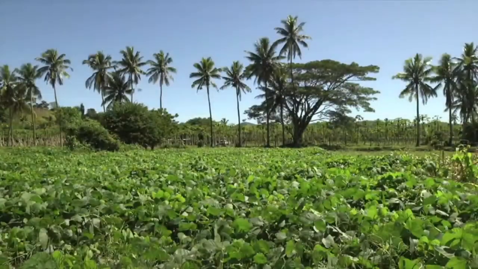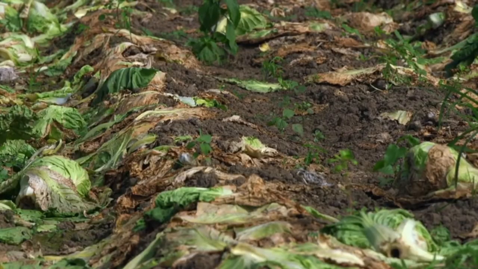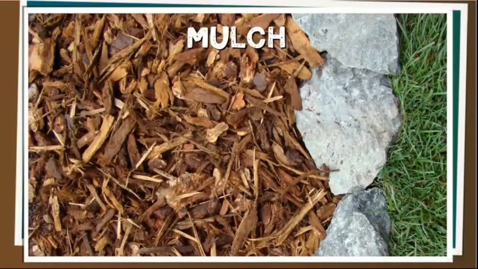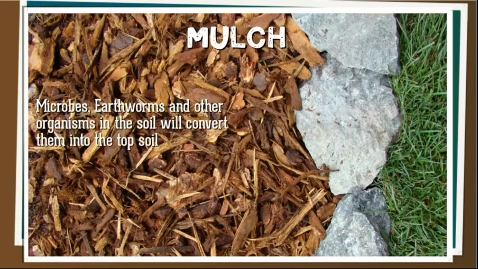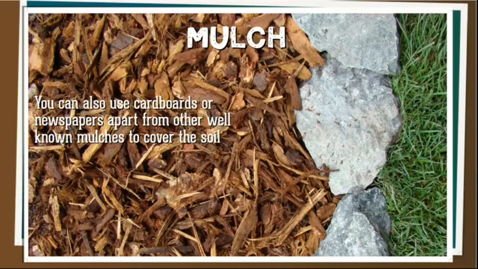We have, last but not the least, mulching. This is the practice of covering the soil surface with grass, crop residue, straw, sawdust, or ground corn cobs in order to keep the soil moist and improve its fertility.